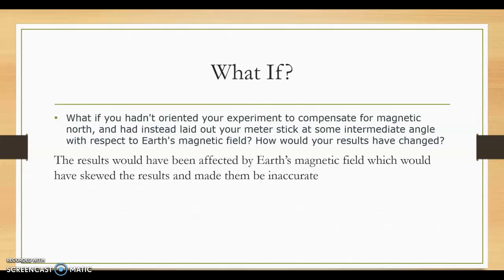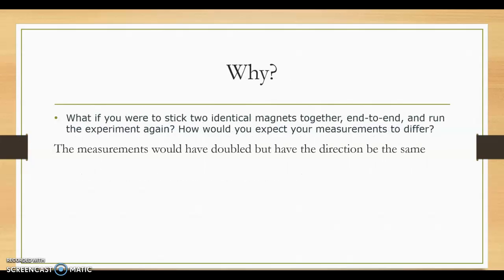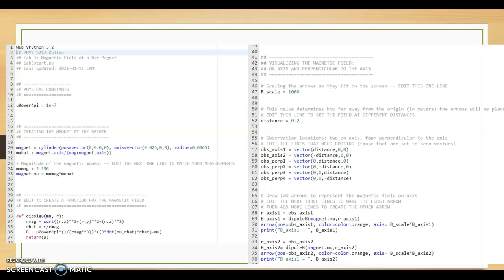And for my what-if questions. What if I hadn't oriented my experiment to compensate for the magnetic north? Well, if I didn't do this, then the results would have been affected by the Earth's magnetic field, which would have skewed the results and made them inaccurate. Now, what if I were to put two identical magnets together? Well, if I were to do this, then the measurements would have doubled, but the direction would have been the same.